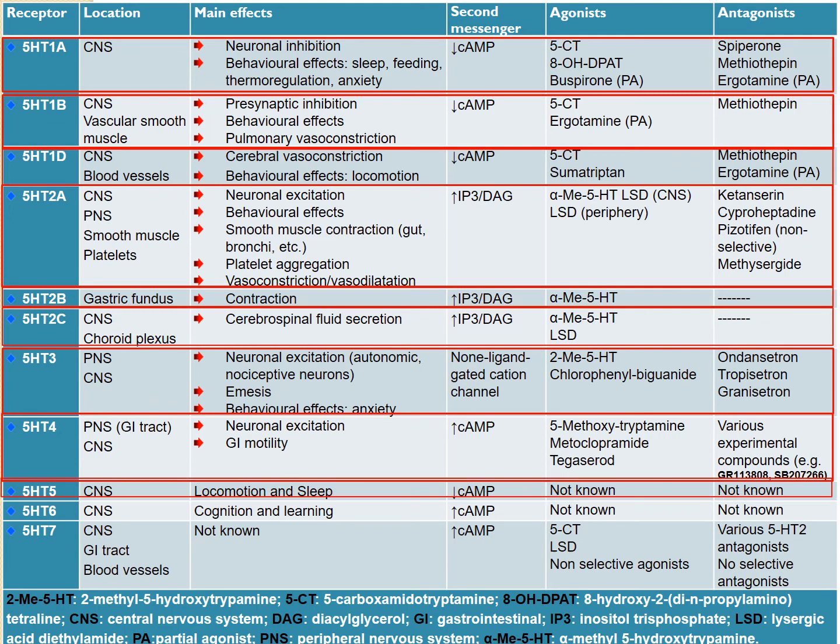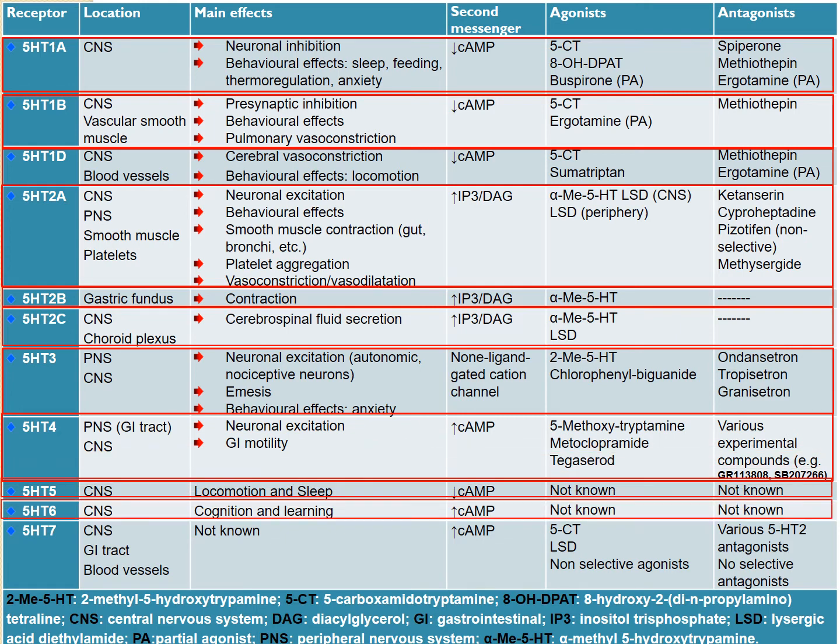Then the ninth receptor is the 5-HT5 receptor. It is mainly located in the central nervous system. It is mainly involved in effects like locomotion and sleep. The secondary messenger of the 5-HT5 receptor is cAMP. This receptor mainly functions through decreasing the intracellular concentration of cAMP, and its agonist and antagonist are not known.